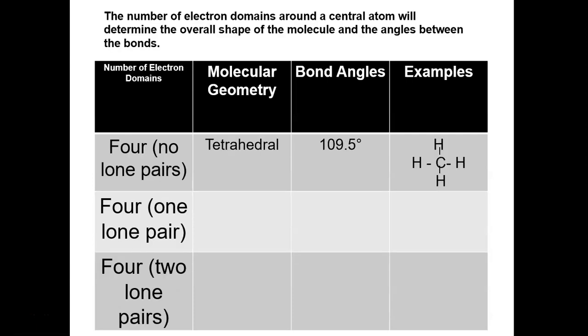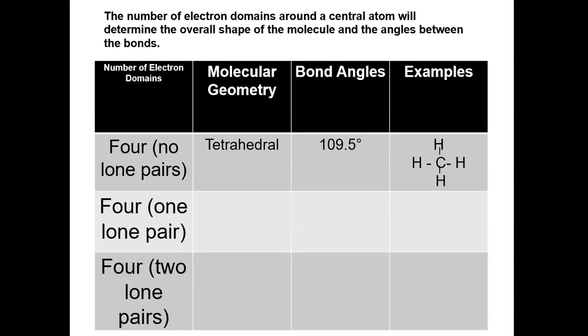Okay, now, if we have 4 electron domains, we have 3 options. We could have no lone pairs, 1 lone pair, or 2 lone pairs. If we have 4 electron domains around a central atom with no lone pairs, the shape is called tetrahedral. Now you might think that it would be flat with 90-degree bond angles, but remember that these domains are trying to get as far away from each other as possible. And so having a flat shape with 90-degree angles doesn't really maximize their ability to get as far away from each other as possible. It doesn't use all of the 3-dimensional space. So the bond angles are actually going to be 109.5 degrees.